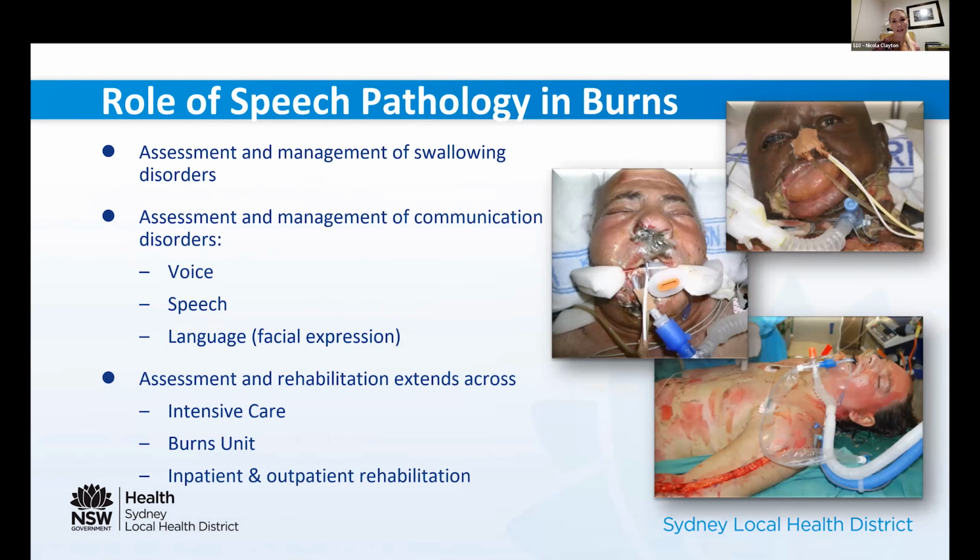Now, if we look at what the role is of speech pathology in burns, obviously we have a role in the assessment and treatment of swallowing disorders as well as communication disorders, specifically looking at voice, speech, and language, in terms of facial expression when we have burns to the head and neck region. If we have scar tissue across the facial area, which is really important for conveying the suprasegmental aspects of communication, our emotion, that can be compromised. And our assessment and treatment extends across not only the intensive care environment, but also their admission within the burns unit in that inpatient and outpatient rehabilitation period.